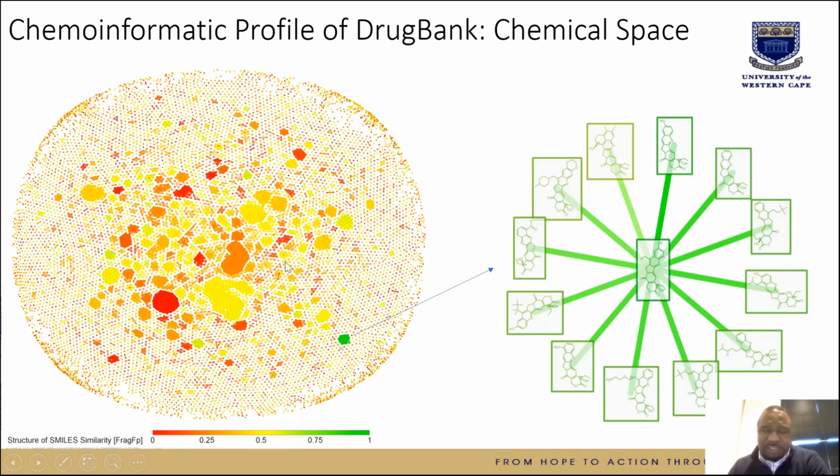We could see diverse clusters, and the key here shows from red to green, red being not similar at all, and of course one being very similar. So this particular cluster, you could see how similar it is to other clusters and other compounds within the database. So generally, we see a very diverse compound set within this space.